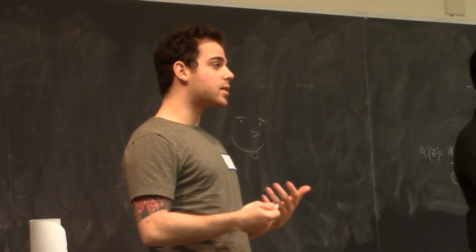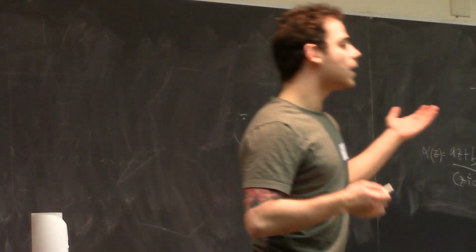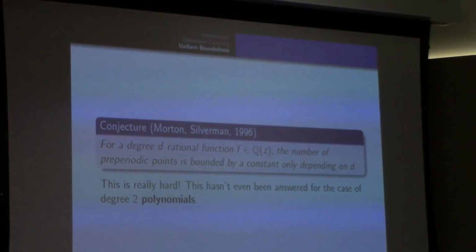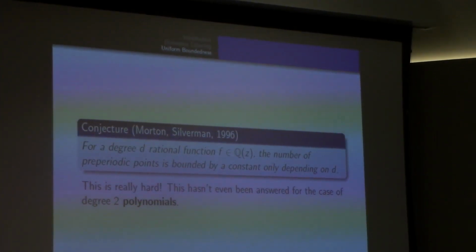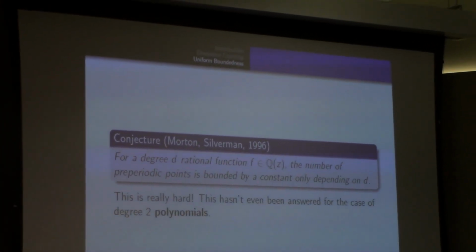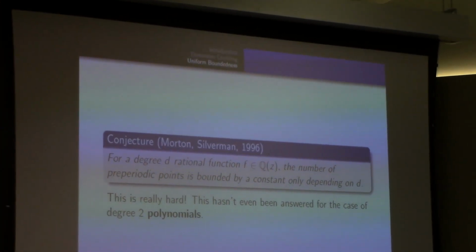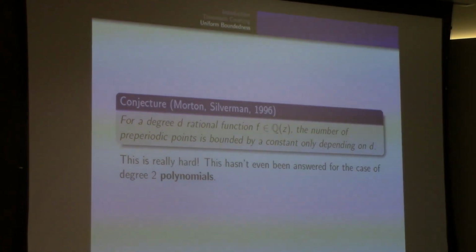So as it turns out, this is a very hard problem. Check this out. It hasn't even been solved for degree 2 polynomials, which you might not expect, right? Because they're all conjugate to something of the form z squared plus c. Conjecturally, the bound is 9. That's due to Bjorn Poonen, who's an hour away if you take the train. But it's really hard, right?